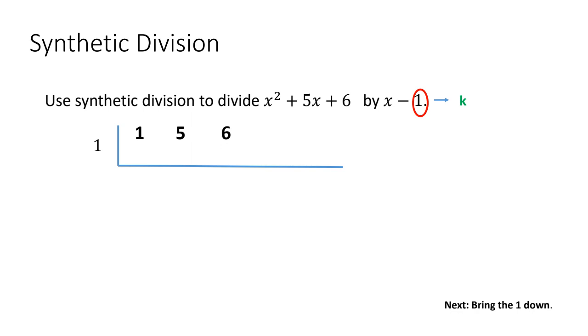We're going to start the synthetic division. First thing we need to do is bring down our 1, and then we multiply. 1 times 1 is 1, and that goes underneath my 5. Now I'm going to add those two terms: 5 plus 1 is 6. Then I do it again: 1 times 6 is 6, and I add these terms together and get 12. Since this was my last term, the 12 is my remainder.